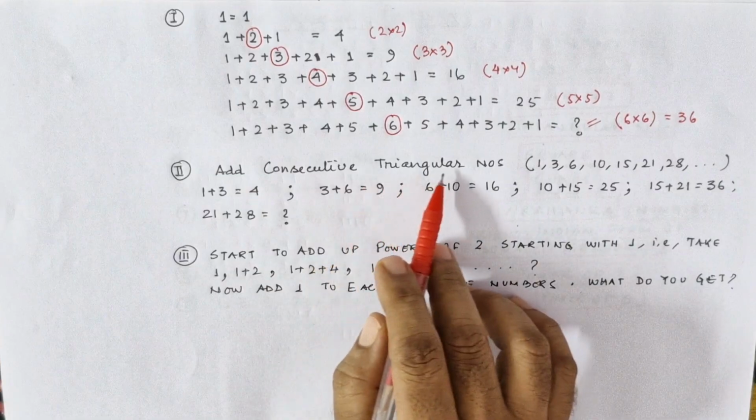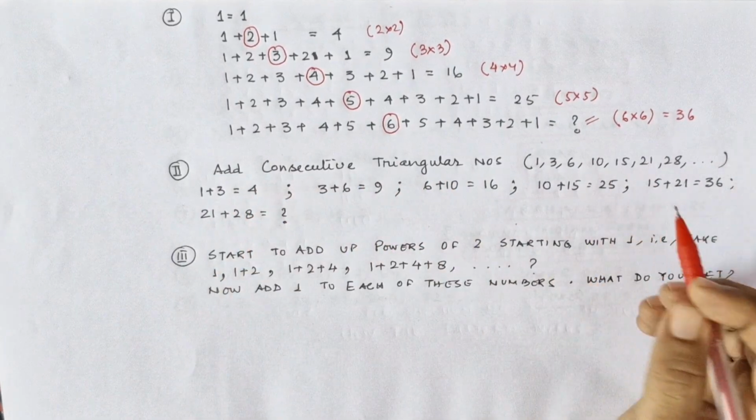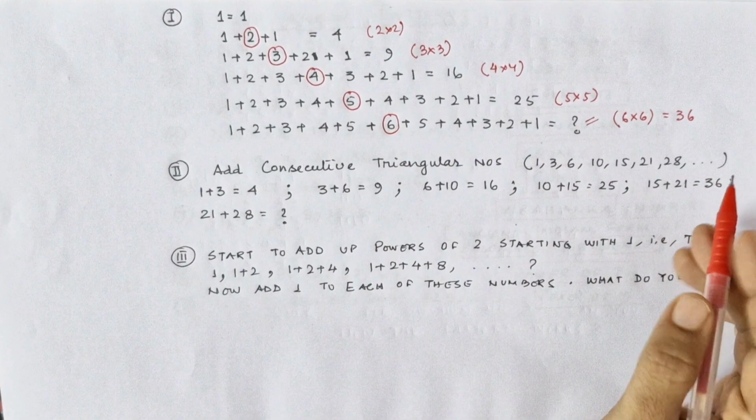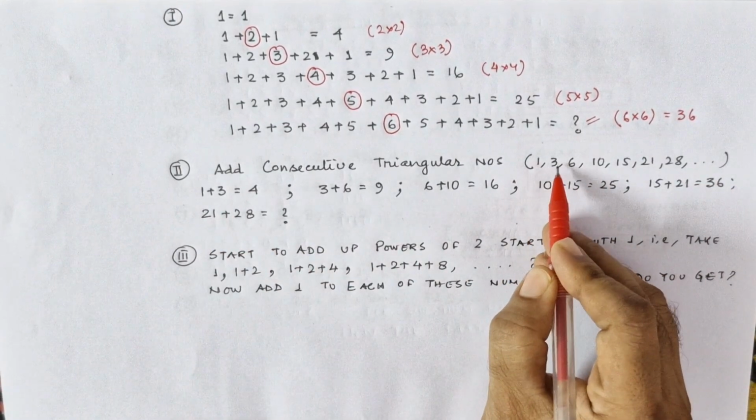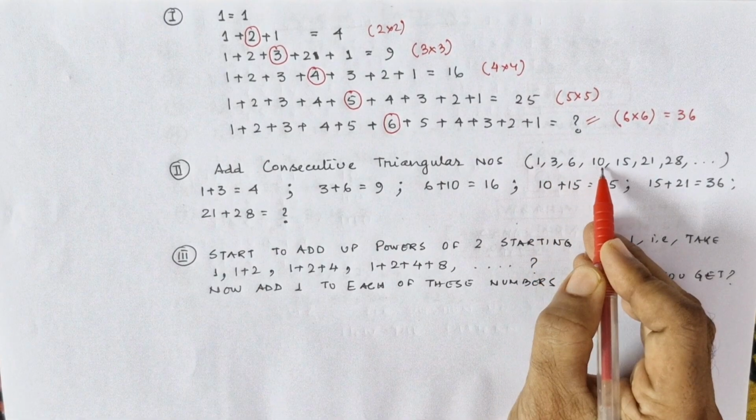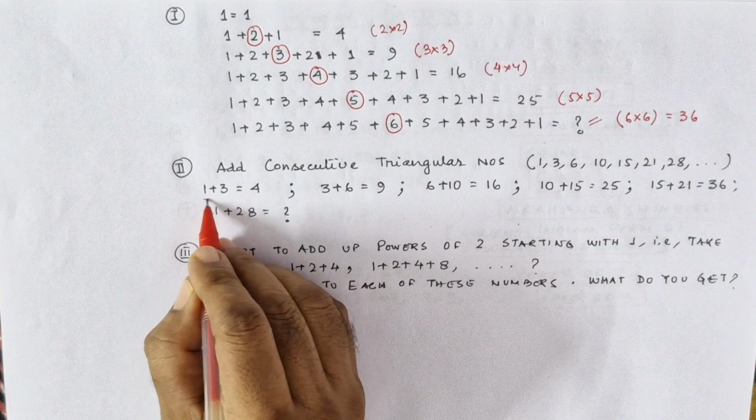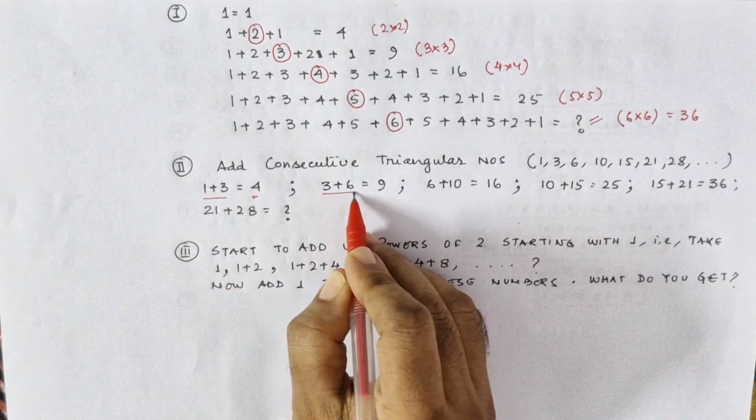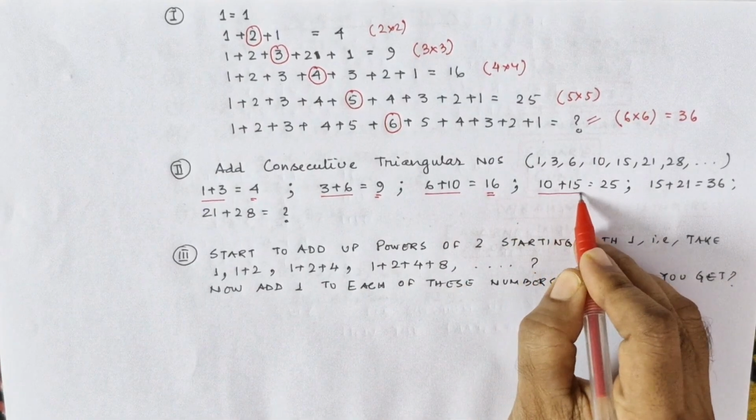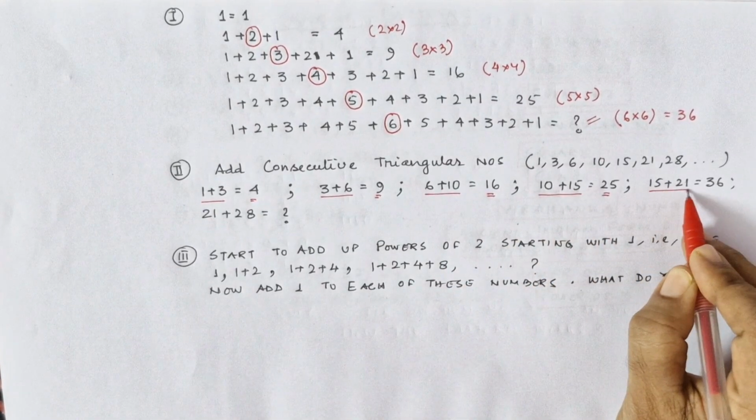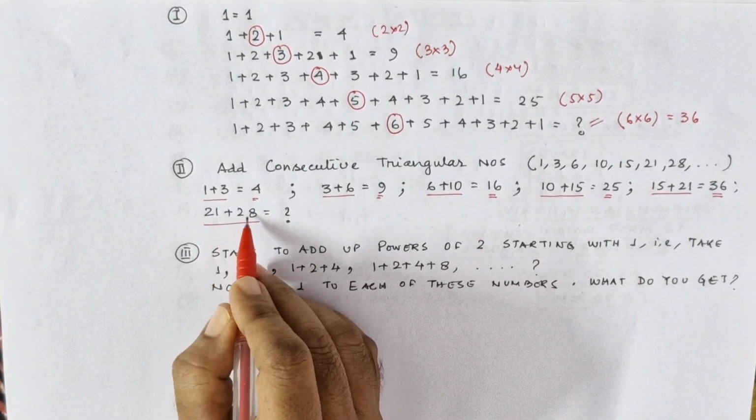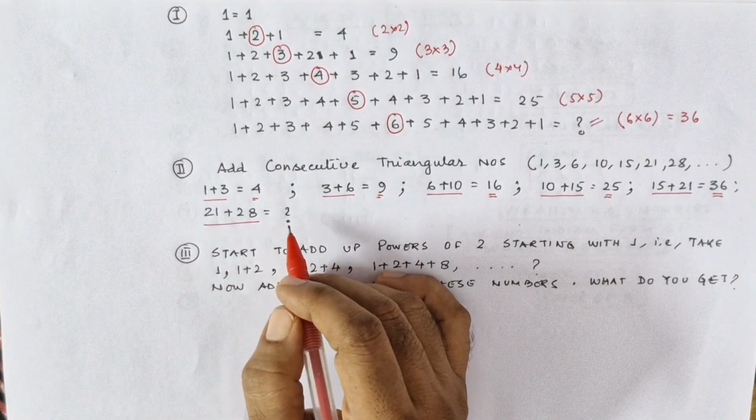Add consecutive triangular numbers. You must have remembered what the triangular numbers are. That is 1, 3, 6, 10, 15, 21 and 28, so on and so forth. So let's add them up. See, consecutive triangular numbers are added up. 1 and 3, 3 and 6, 6 and 10 and so on and so forth. So see, 1 plus 3 gives you 4, 3 plus 6 gives you 9, 6 plus 10 gives you 16, 10 plus 15 gives you 25, 15 plus 21 gives you 36. Now, if you add 21 and 28, what will be the answer?